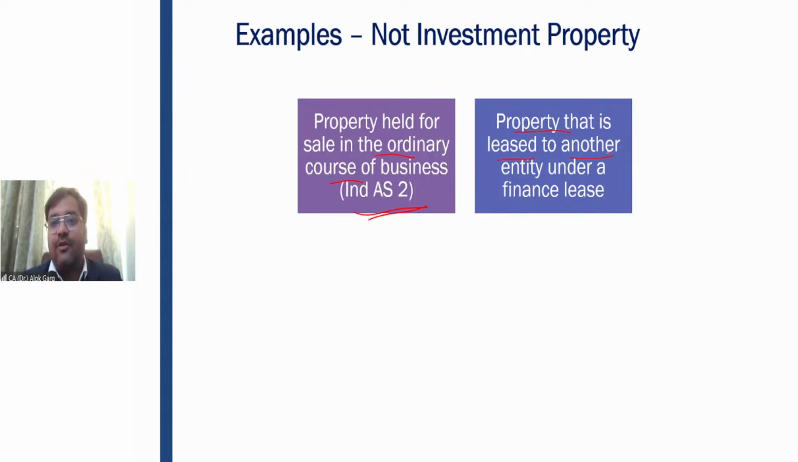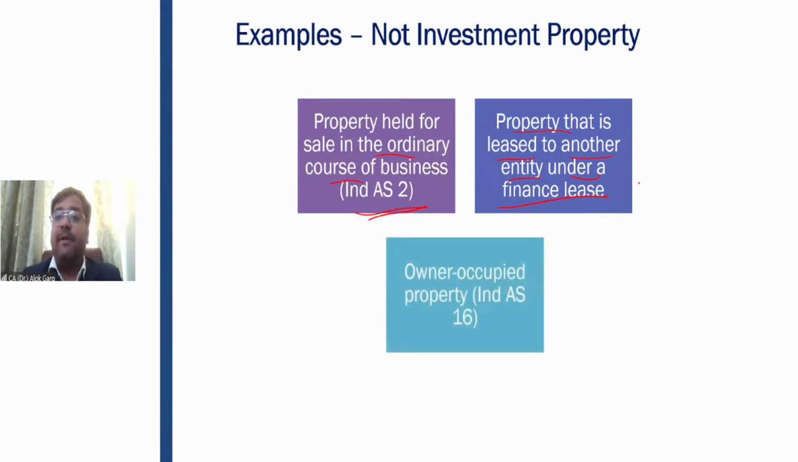Property that is leased to another entity under a finance lease. If it is leased under a finance lease, the question of classification does not arise. Why? It is not an asset. It will not continue to be an asset in the books of the owner, right? As per Ind AS 116, the asset will not be in their books, right?